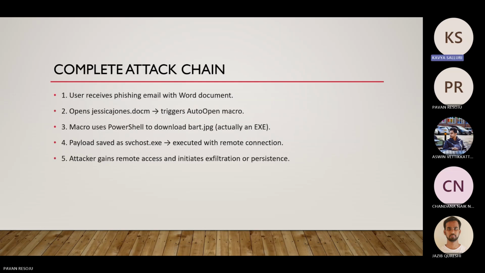Slide 5, Attack Chain Overview. This slide summarizes the full attack flow. First, the user receives a phishing email with a Word doc attachment. Upon opening the document, the macro automatically runs and silently downloads the disguised executable. That executable is placed in the temporary folder under the name svchost.exe, mimicking a legitimate Windows process. It is then executed with arguments that enable it to call home and open a remote connection.